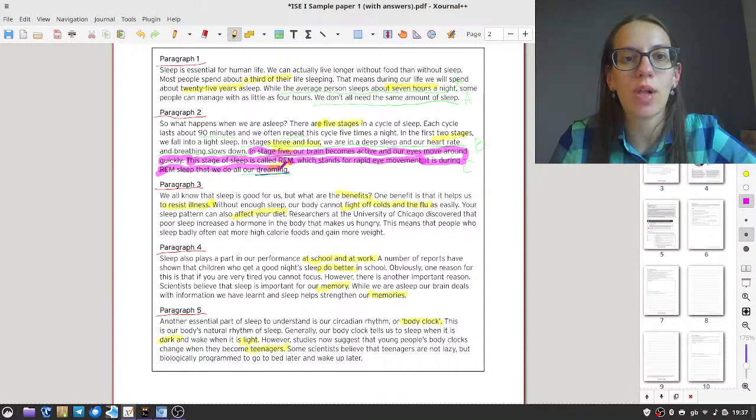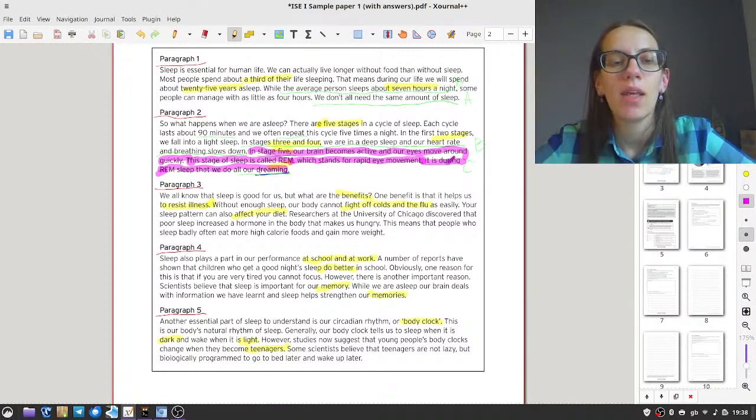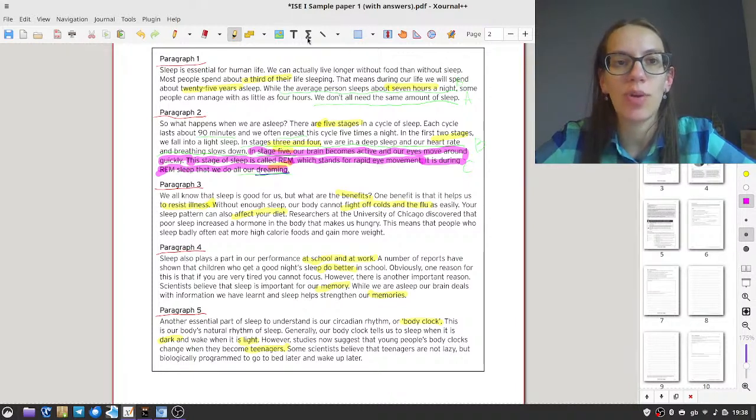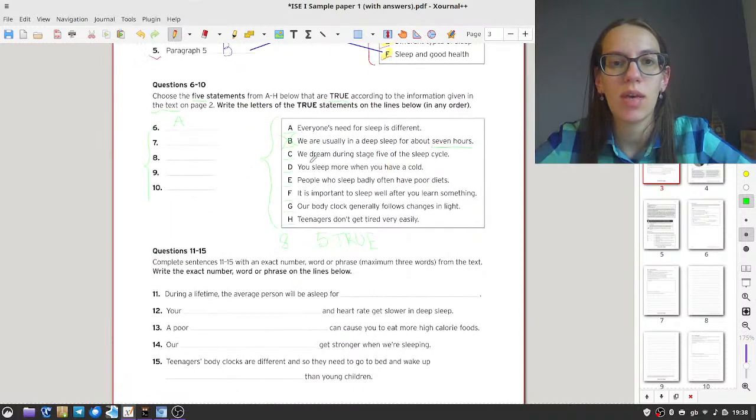During REM sleep. Well, what is REM sleep? REM sleep is stage 5. It's all the same stage. We are still talking about stage 5. So it is during REM sleep, or it is during stage 5, that we do all our dreaming. So in other words, it is true, our statement.